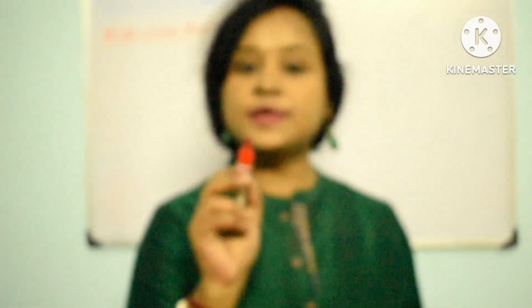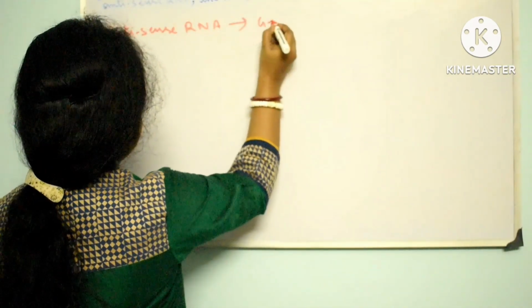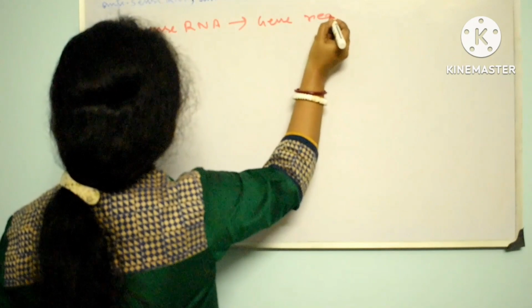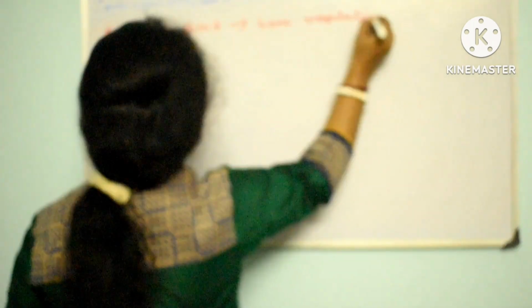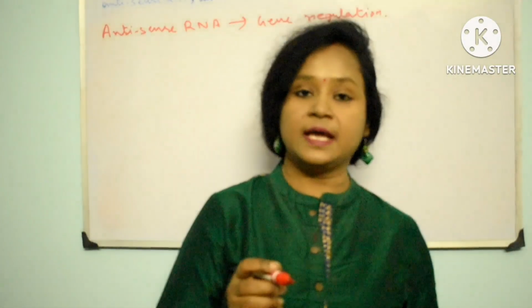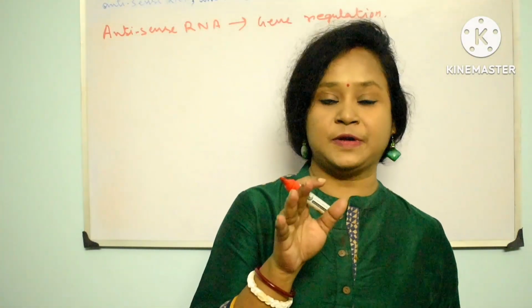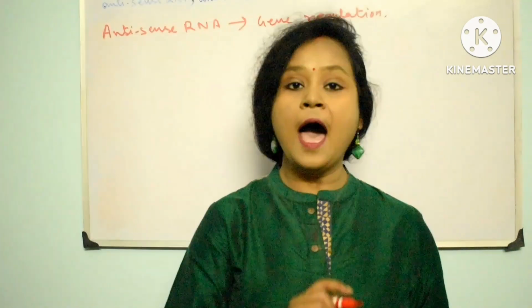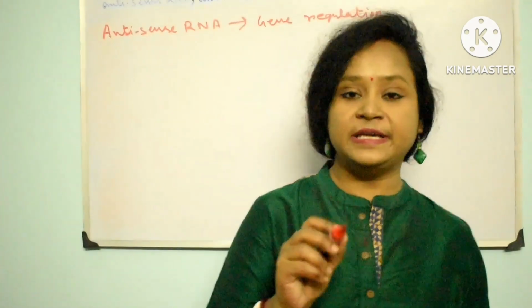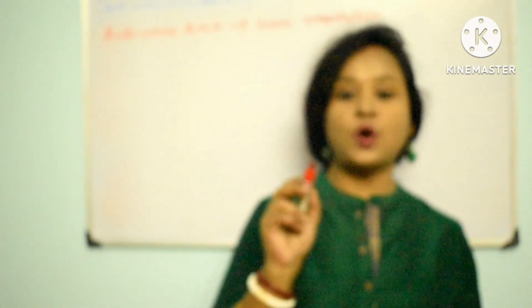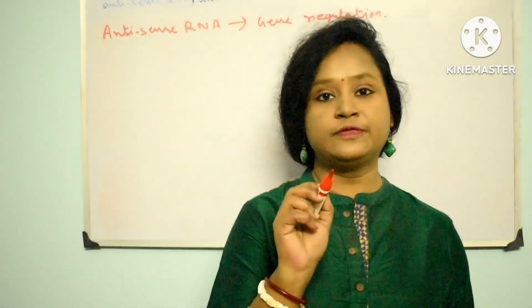Let's concentrate on antisense RNA. It is involved in gene regulation. Sometimes it is possible for the DNA strand other than the DNA strand from which sense RNA has been transcribed to be copied into RNA. The RNA produced by transcription of the wrong strand of DNA is called antisense RNA.